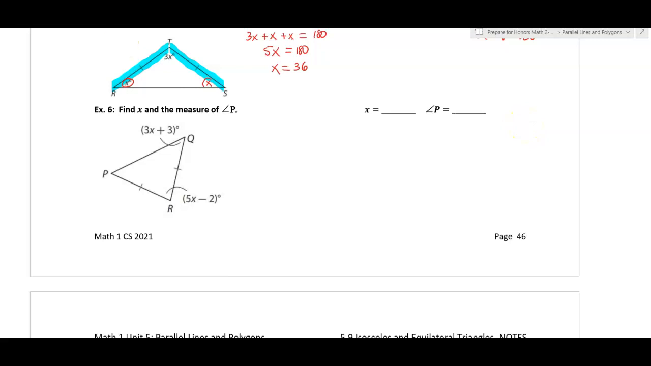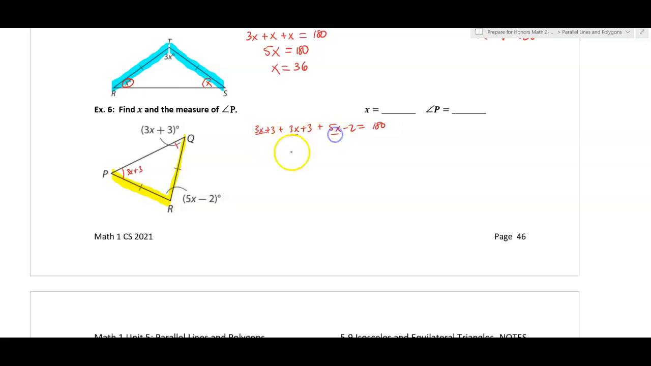Example 6. If these legs are congruent, find the measure of angle P. So right away, if those legs are congruent, these base angles are congruent. So this would be 3x plus 3. And now what do all three of those angles have to add up to? I know 3x plus 3 plus 3x plus 3 plus 5x minus 2 adds up to 180.